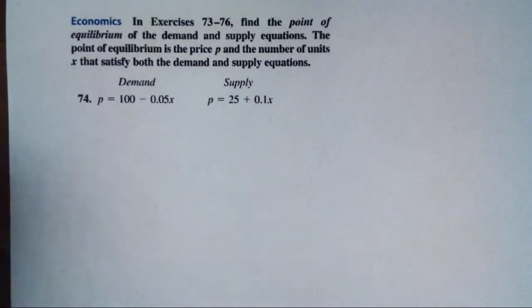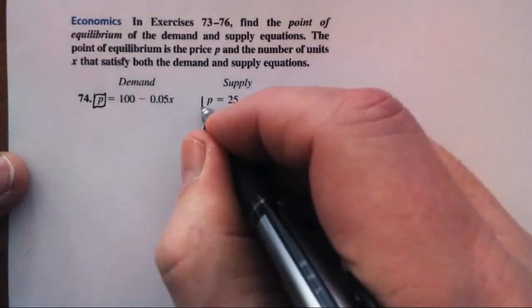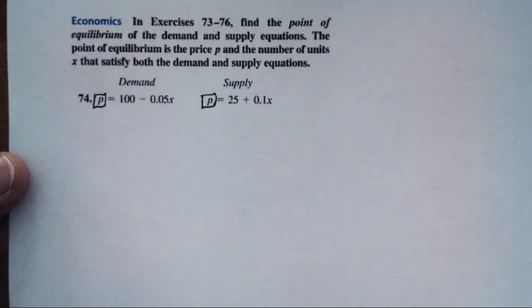the supply equations. But this is an equation of a line. This is an equation of a line. The slopes aren't the same. This has a slope of negative 0.05. This has a slope of 0.1. These lines intersect somewhere, and that's all they're asking for. But this is already solved for P, and this is already solved for P.